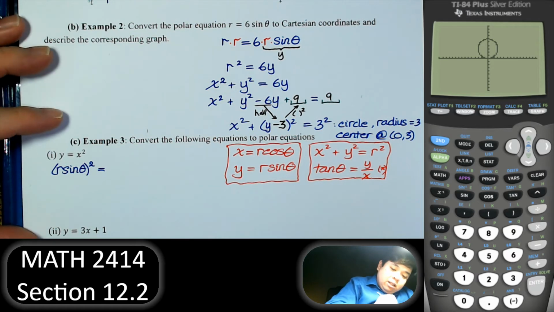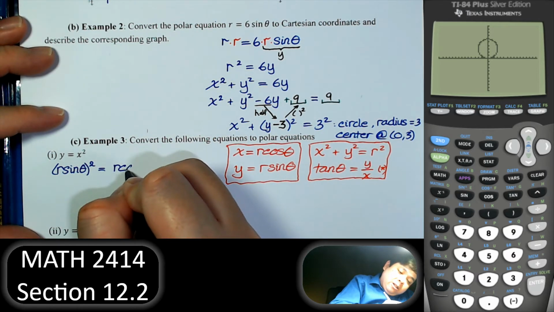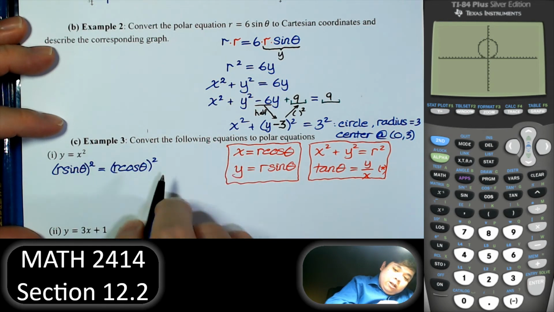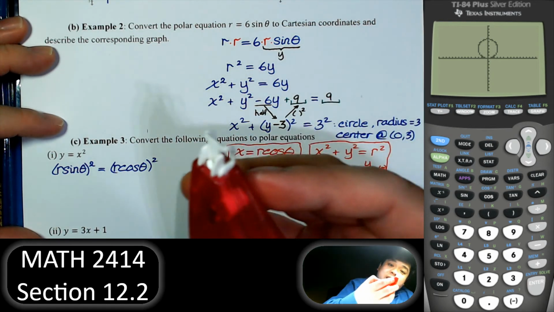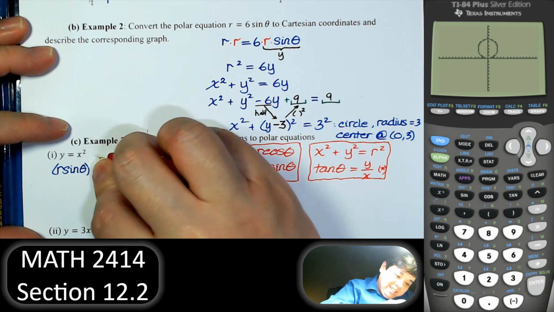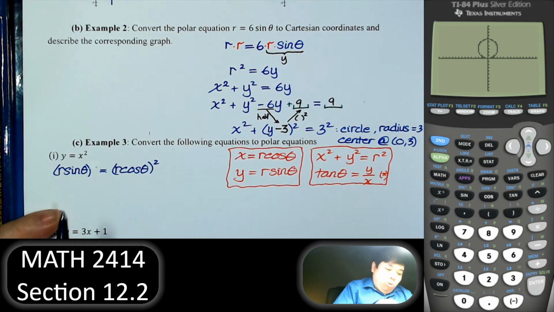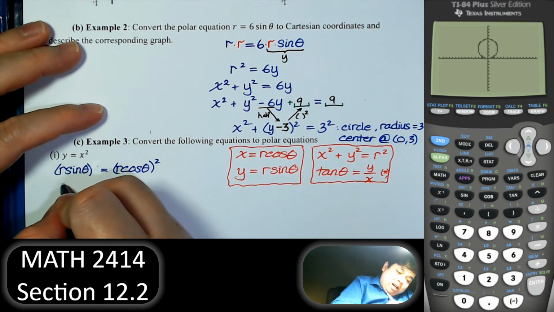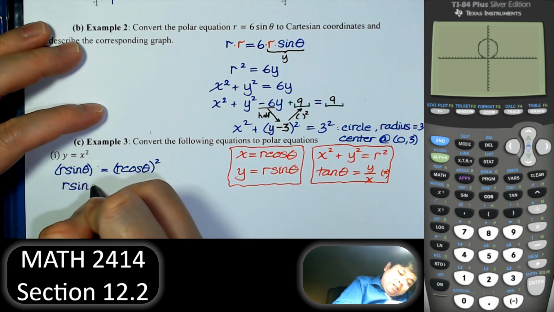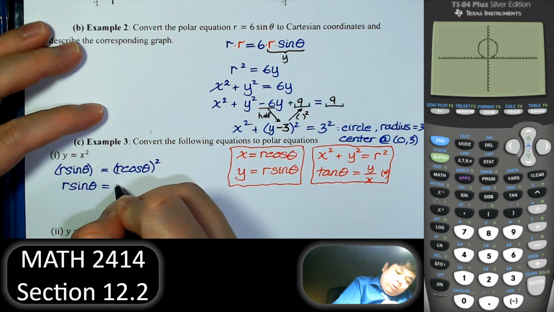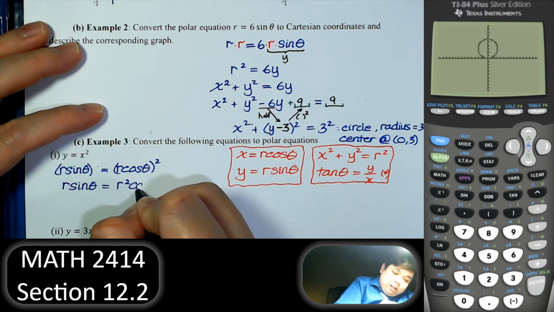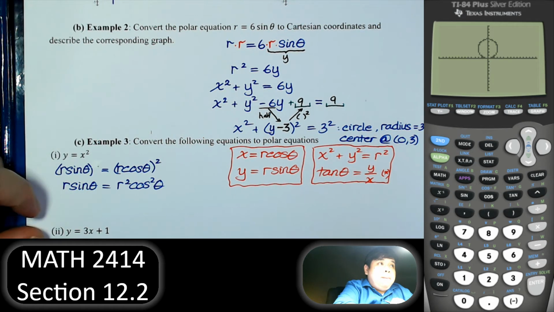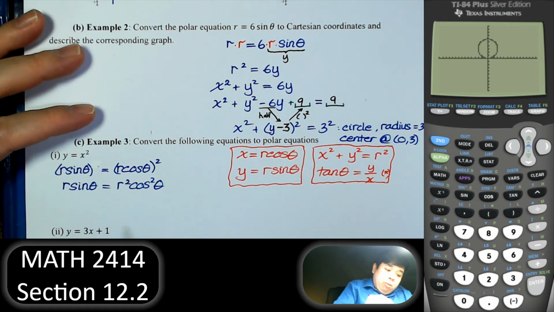And x is r cosine theta. Of course, we have the square on this side, not on that side. So y, and then x squared. And then we square that, we have r sine theta equal to r squared cosine squared theta. Of course, we can stop here, but we can divide by r on both sides.